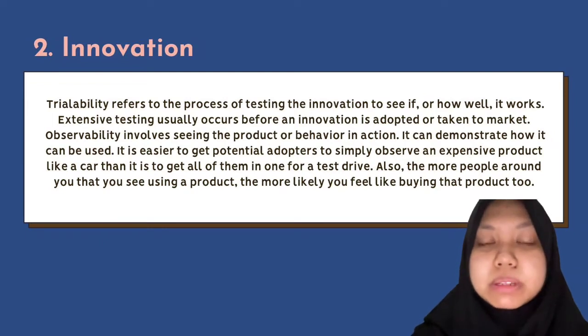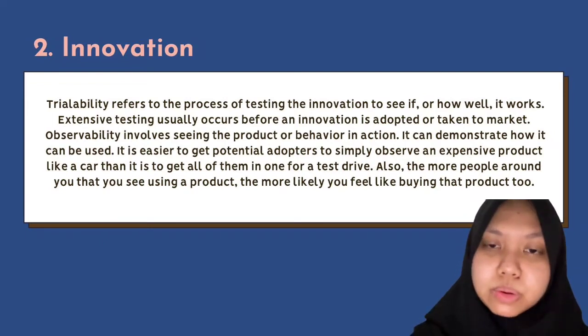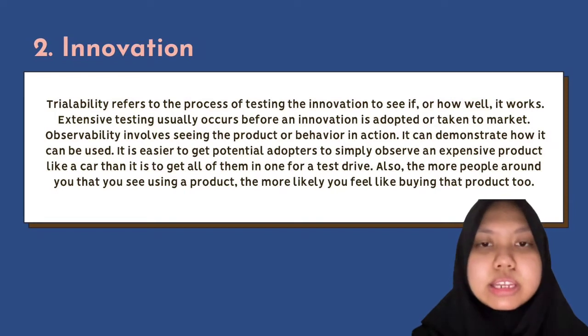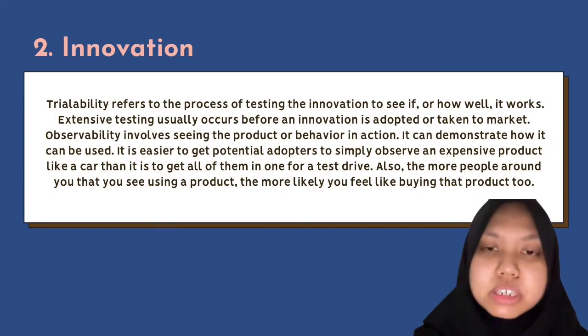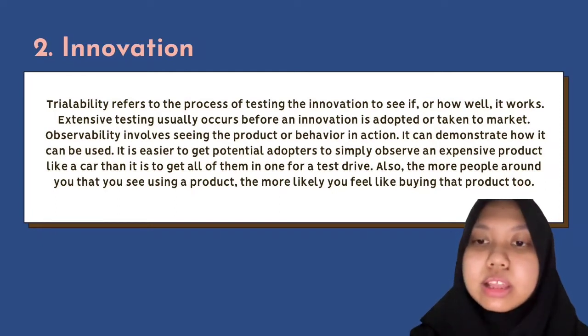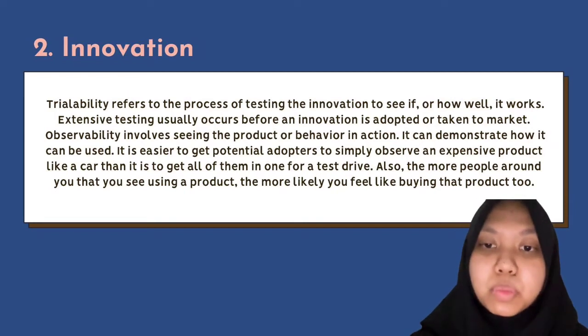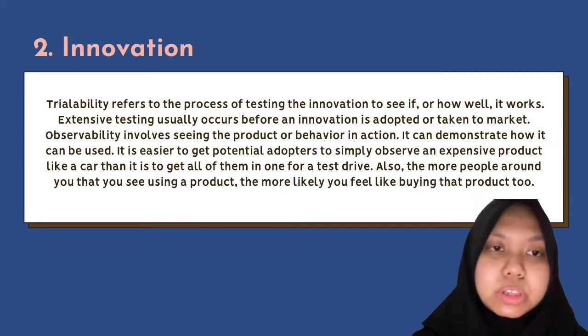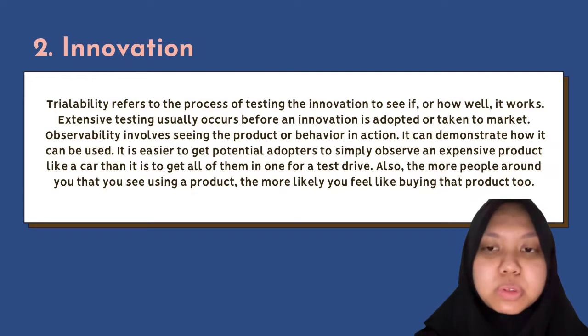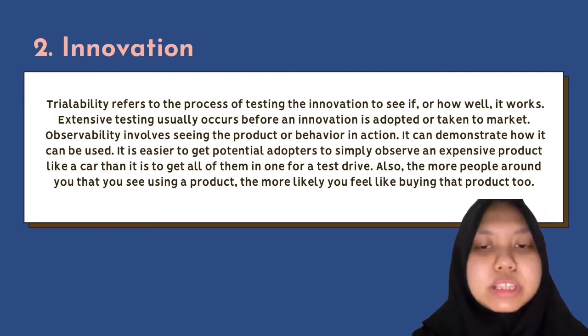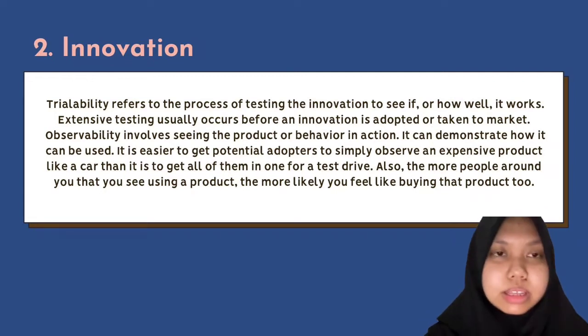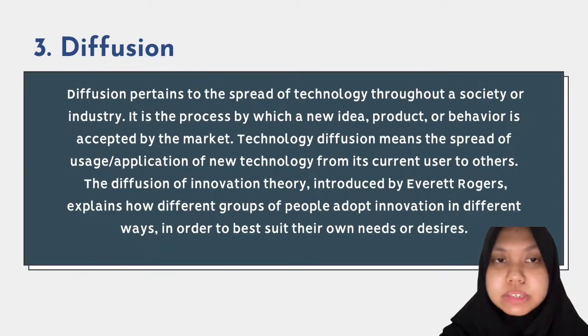For observability, it involves seeing the product or behavior in action. It can demonstrate how it can be used. It is easier to get potential adopters to simply observe an expensive product like a car than it is to get all of them in one for a test drive. Also, the more people around you that you see using a product, the more likely you feel like buying that product too. And then the next positive impact for technology is diffusion.